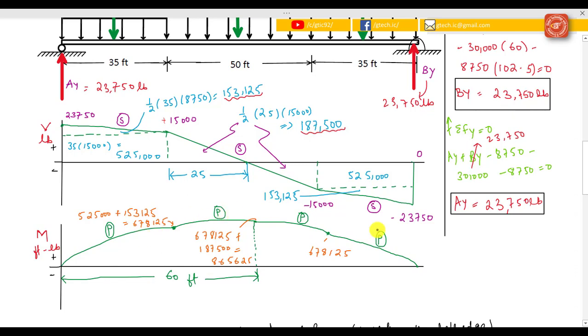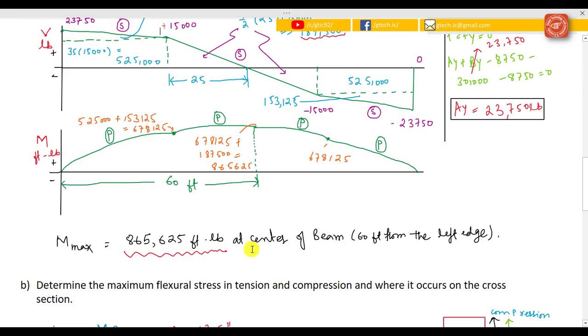So after finding the shear force and bending moment diagram, you clearly see the maximum moment is 8,65,625. That would be the answer to part 1. So the maximum moment would be 8,65,625 foot-pounds at the center of the beam, that is 60 feet from the left edge. Okay, now let's move to the second part of the video.